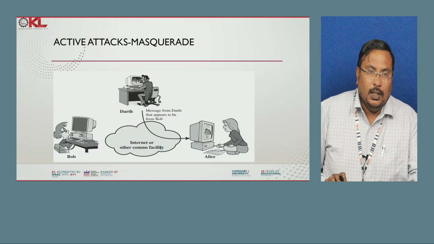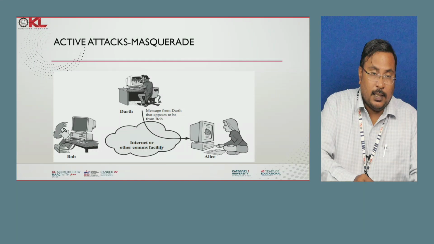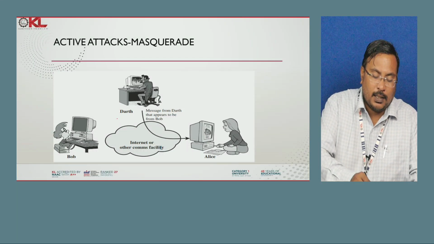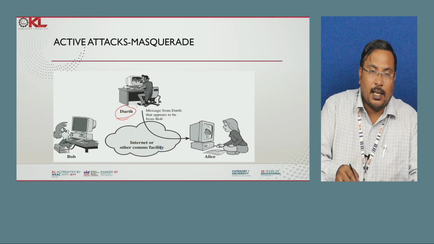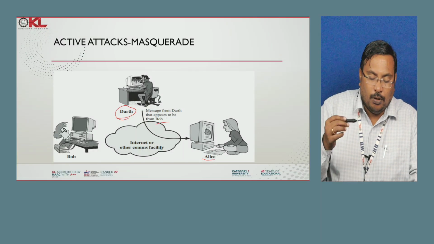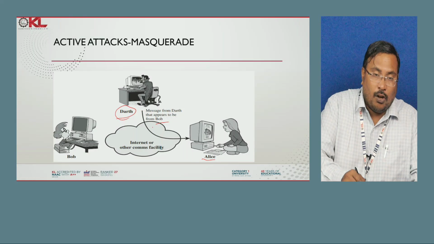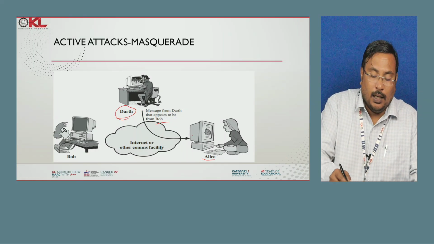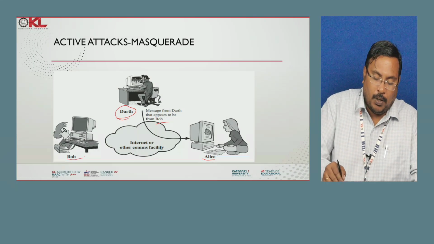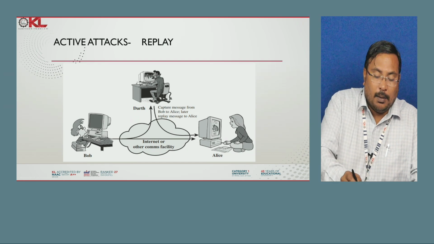Coming to the active attacks, the masquerade attack. Bob doesn't send any message to Alice, but instead of Bob, the middleman Darth sends a message that appears to be from Bob to Alice. For that they are using the normal internet only, so some misunderstanding may happen between Bob and Alice. The next one is the replay attack.